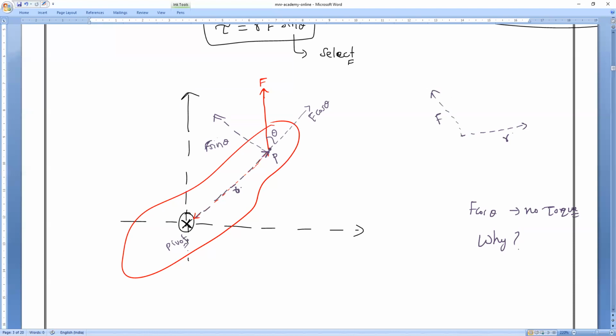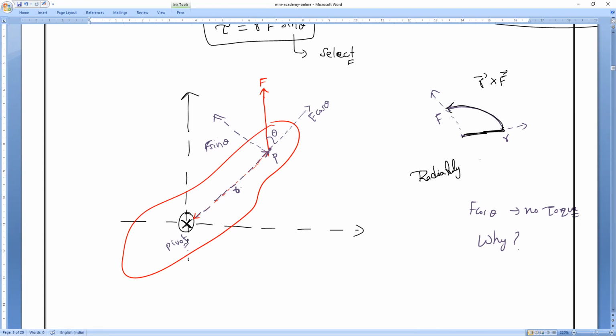Now R and F. So if I am moving from R to F, R cross F, put all four fingers of your right hand on the R axis and move them, and tell me, is your thumb acting outwards or inwards? Move from R to F. R cross F. Your thumb is indicating which direction? It is acting towards you, which means outwards. Radially outwards. So that is the direction of the torque.